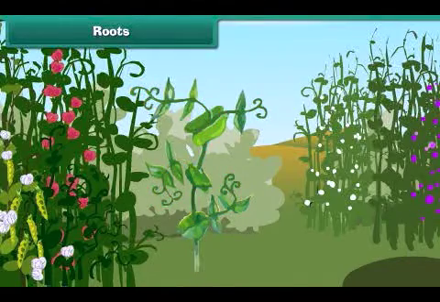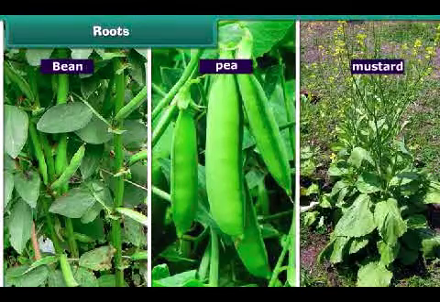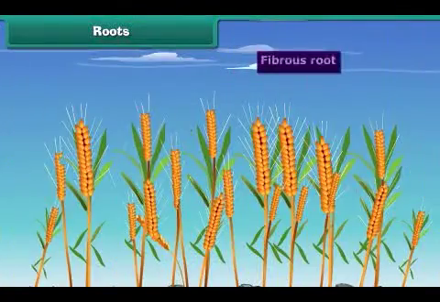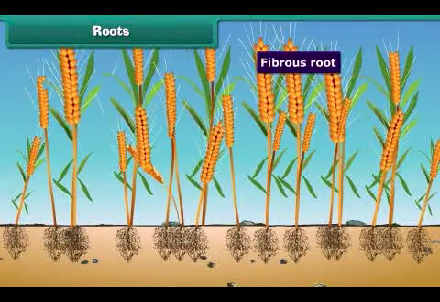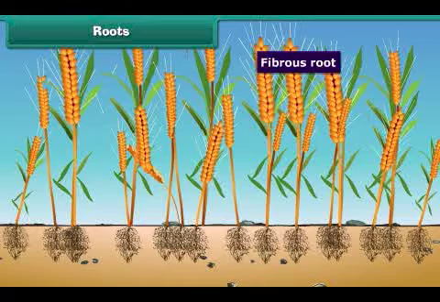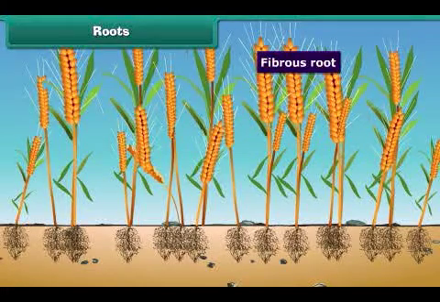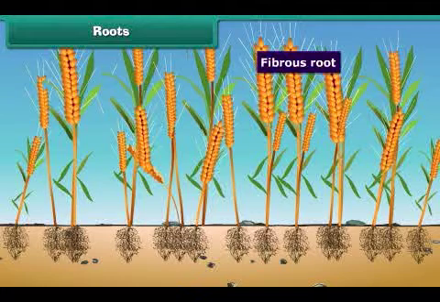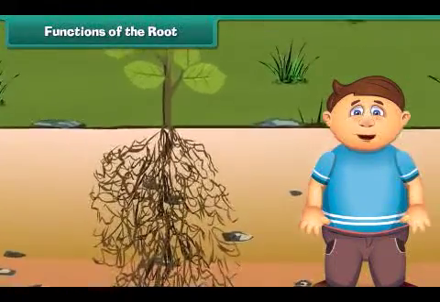Tap roots are generally found in bean, pea and mustard plants. But in a fibrous root, a number of almost equal-sized roots are attached to the end of the stem. That is, there is no main root like tap root. This kind of roots is present in grass and wheat. Till now we have learnt the structure and types of roots.